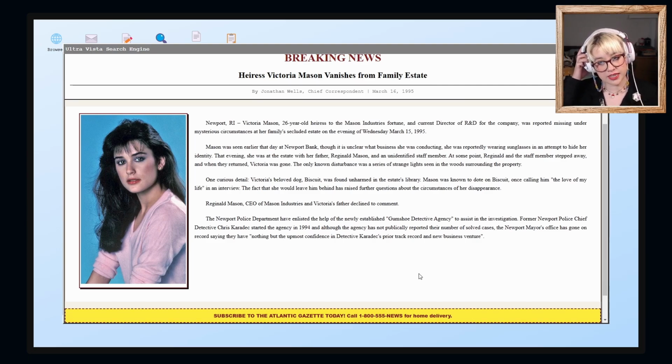Mason was seen earlier that day at Newport Bank, though it is unclear what business she was conducting. She was reportedly wearing sunglasses in an attempt to hide her identity. That evening, she was at the estate with her father, Reginald Mason, and an unidentified staff member. At some point, Reginald and the staff member stepped away, and when they returned, Victoria was gone. The only known disturbance was a series of strange lights seen in the woods surrounding the property.